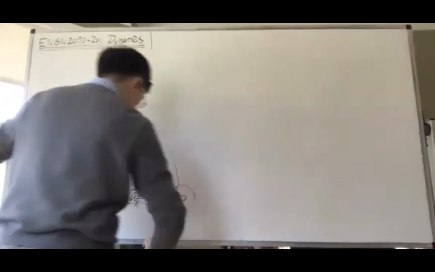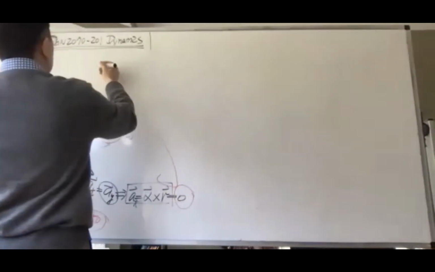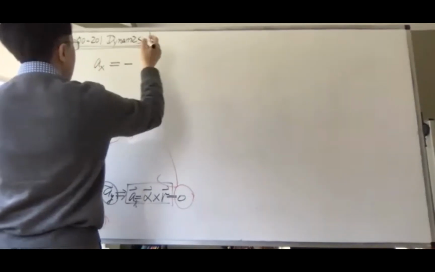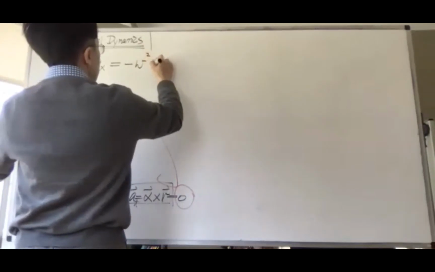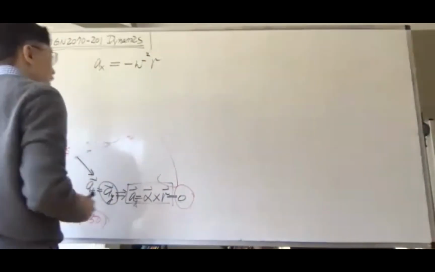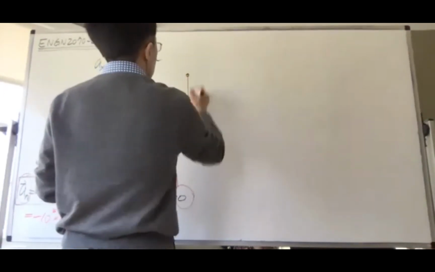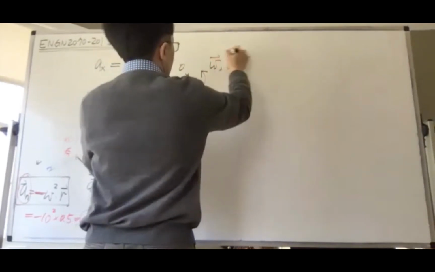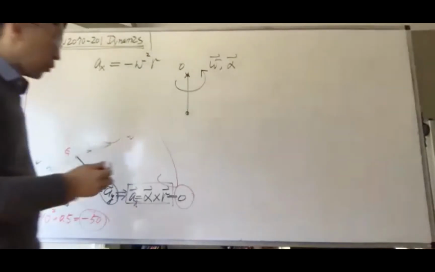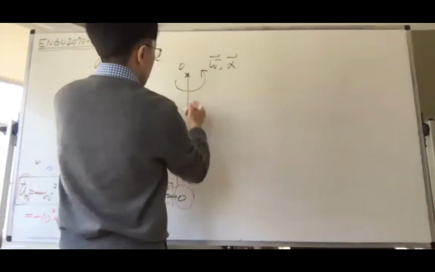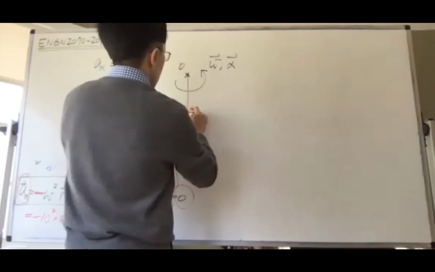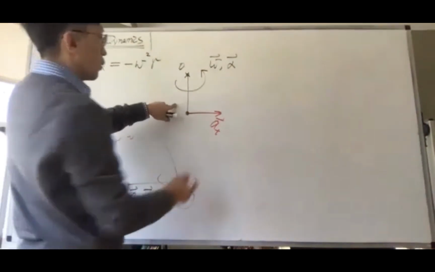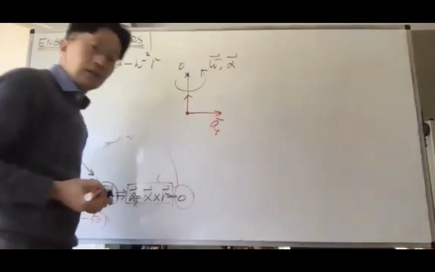Okay, this question is about why we say that ax is negative omega squared times r. So why this negative sign is, remember we talked about angular motion, omega, alpha. We talk about the tangential and normal components. When there is a rotation, the particle is spinning with respect to the center of rotation. This is the positive direction for the tangential component. And the positive direction for the normal component is pointing to the center, correct? So this is the normal component.